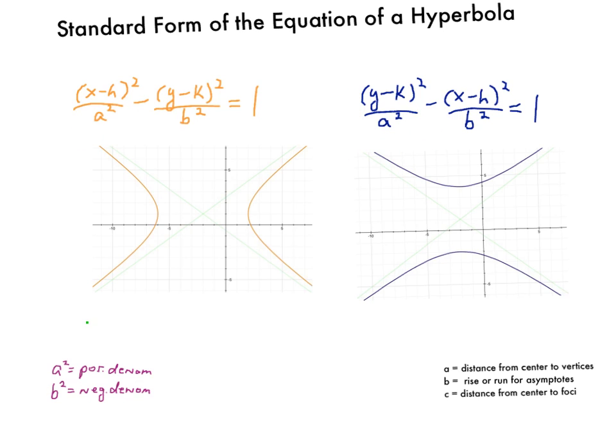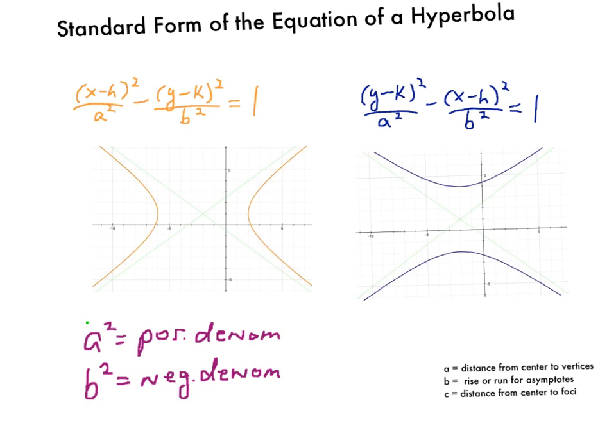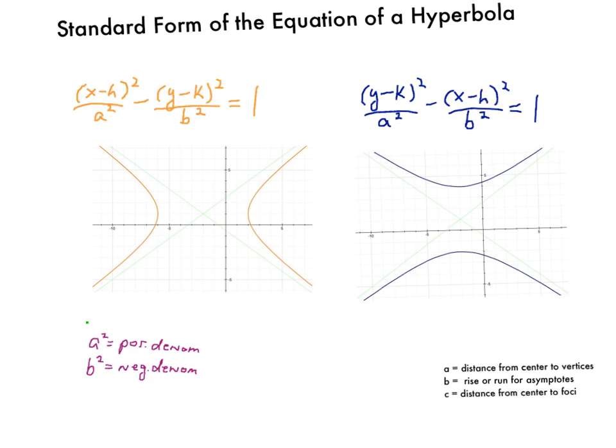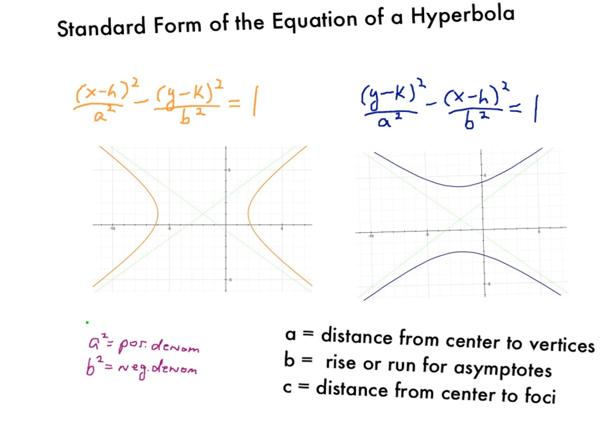a squared is always the denominator for the positive fraction. That's important. It doesn't matter if it's the largest or the smallest. It's always the positive denominator. Okay, and don't forget what a, b, and c are. a is the distance between the center and vertices.